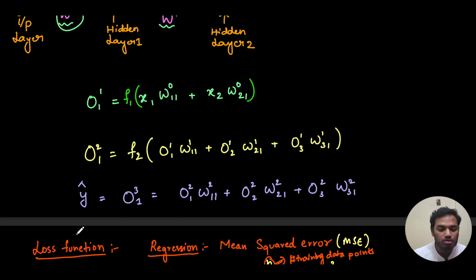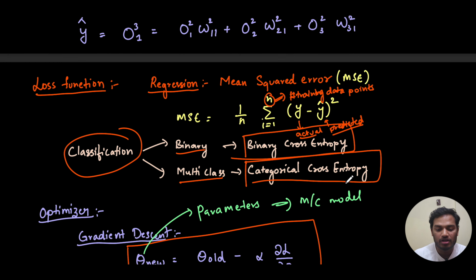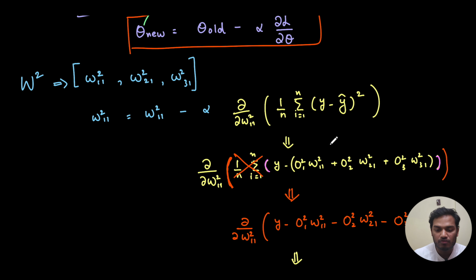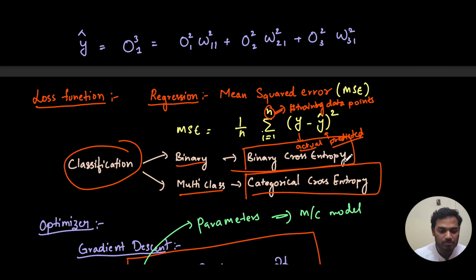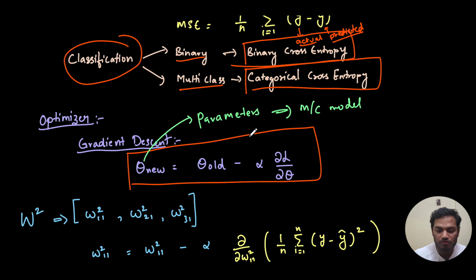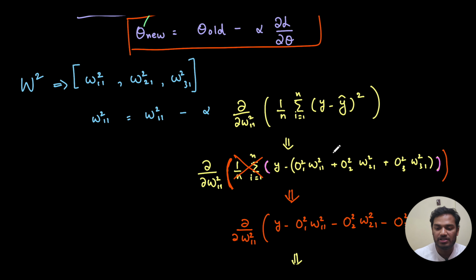And what is O31? O31 is O21 times W211 plus O22 times W221 plus O23 times W231. So that is what we are writing over here. I am keeping y minus this instead of this y cap. I am just writing this particular O21 times W211. That is nothing but this equation I'm writing over there. So I hope this is clear.